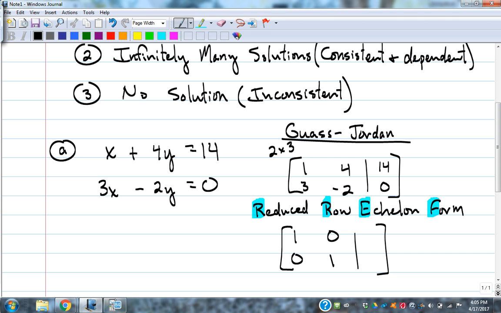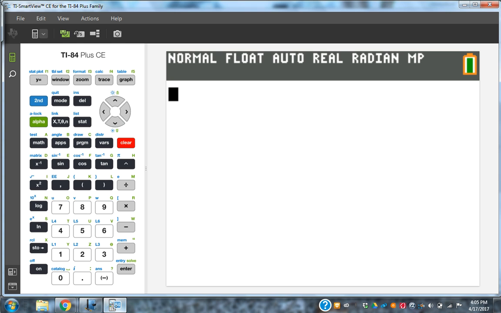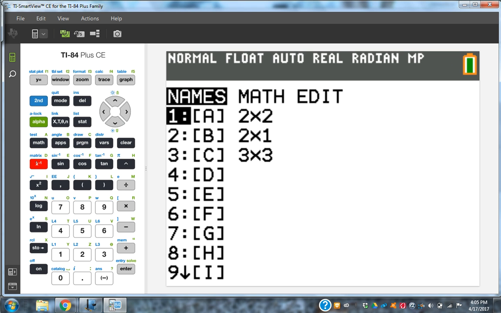So on the calculator, to do that, you're going to go to the matrix menu. And in order to get there, you're going to press second and then the X inverse button, which is right below the math button. It says matrix right above it. And it'll take you to this menu. So second and then the X to the -1 button. And then we're going to go over to edit.